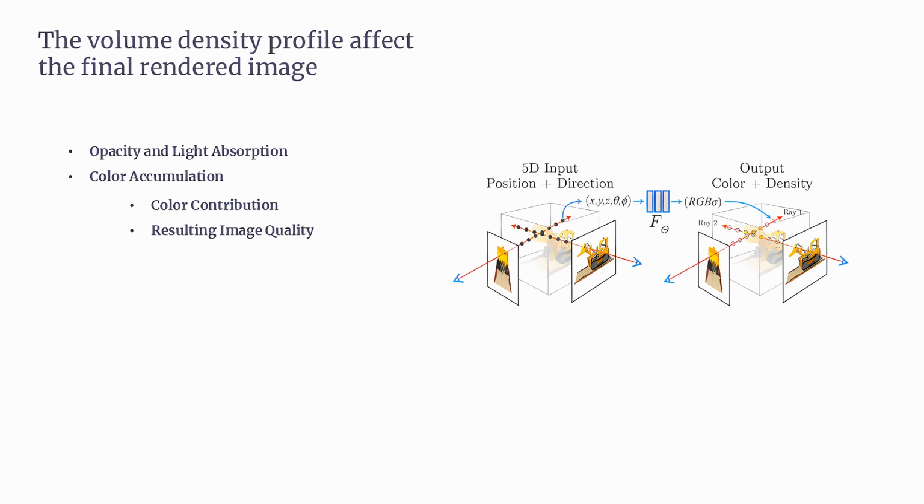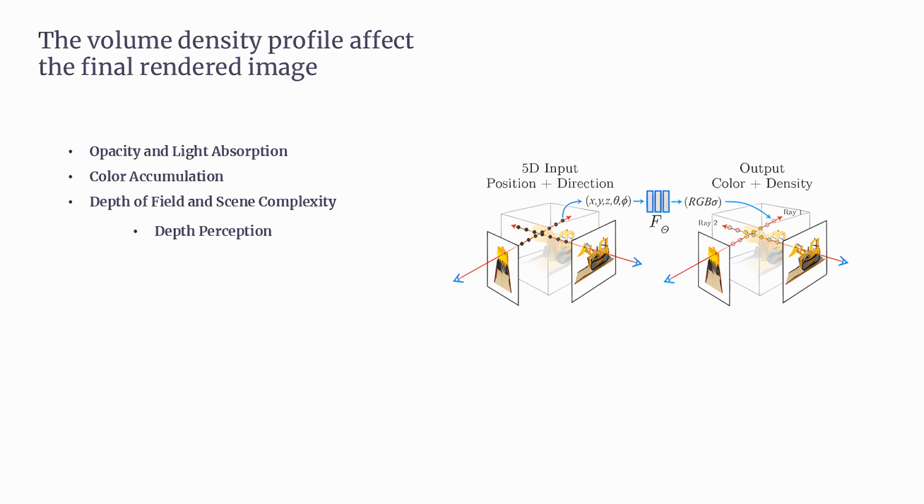2. Resulting image quality. The way density varies across the scene impacts the smoothness of the color transitions. If the density profile isn't smooth or consistent, you might see harsh or unnatural color shifts. A well-defined profile creates more natural, visually pleasing transitions in color, enhancing the overall rendering quality. The third. Depth of field and scene complexity. 1.